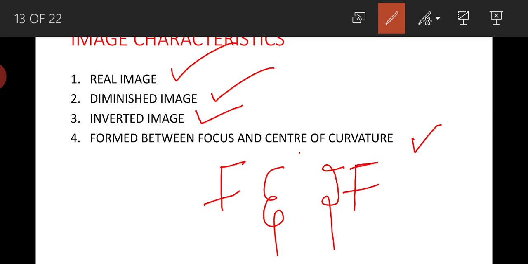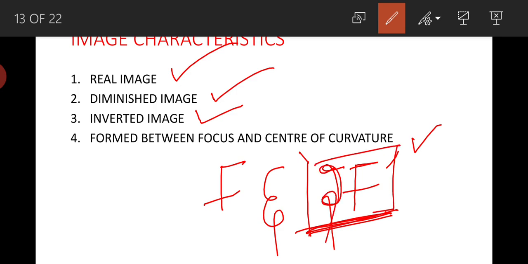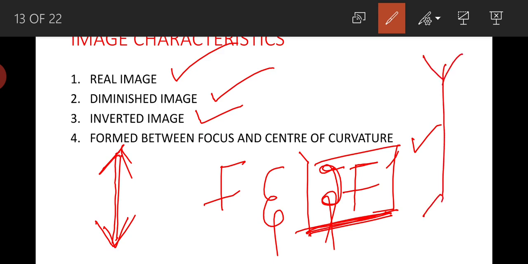Center of curvature is represented by 2f. 2f means nothing but center of curvature. And one more important point is, in your textbook convex lens is represented by this symbol. This symbol gives representation of convex lens, whereas this symbol gives representation of concave lens. In your textbook this symbol is represented to show concave lens, and this symbol is represented to denote convex lens.